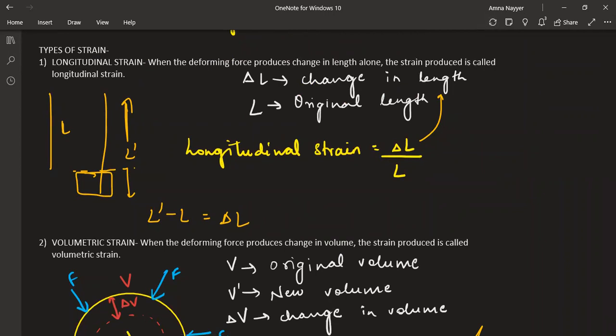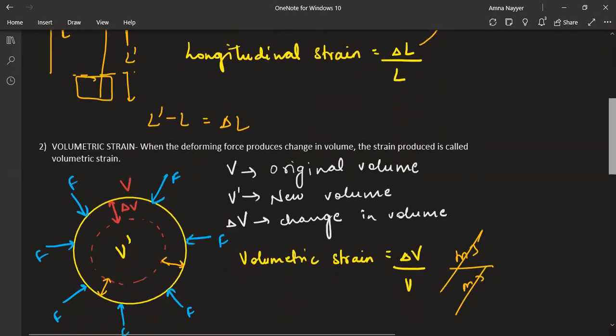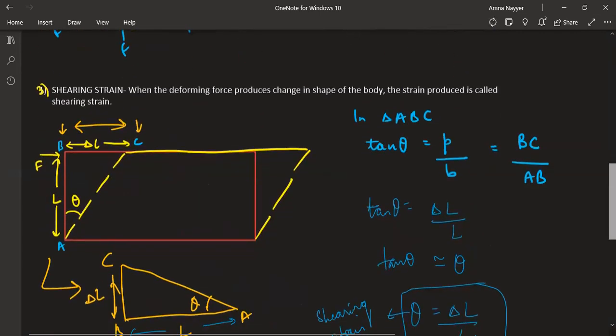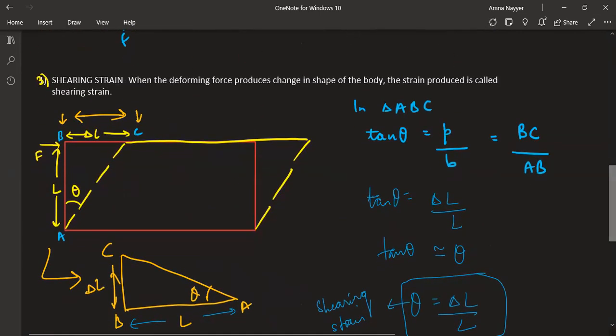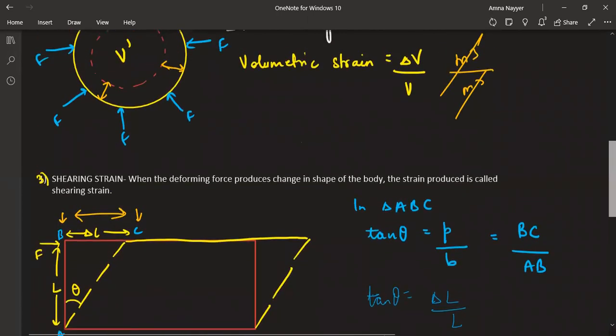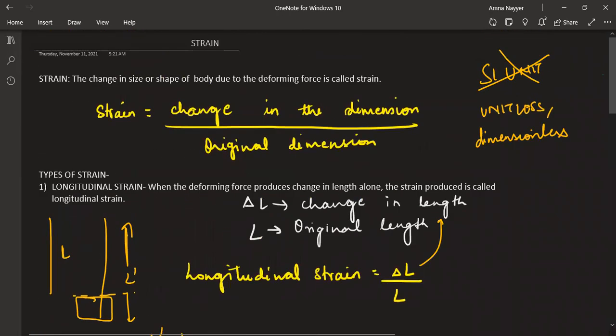So longitudinal strain is when there's a change in length to the original length. When there's a change in volume by original volume, we say it is volumetric strain, and change in the shape produced is also written as delta L by L only. This is known as shearing strain. But how to differentiate between shearing strain and longitudinal? In shearing strain, there's a change of shape. In longitudinal strain, length only changes. Shape does not get affected. Note it down, class. Any doubts you have, get it cleared.